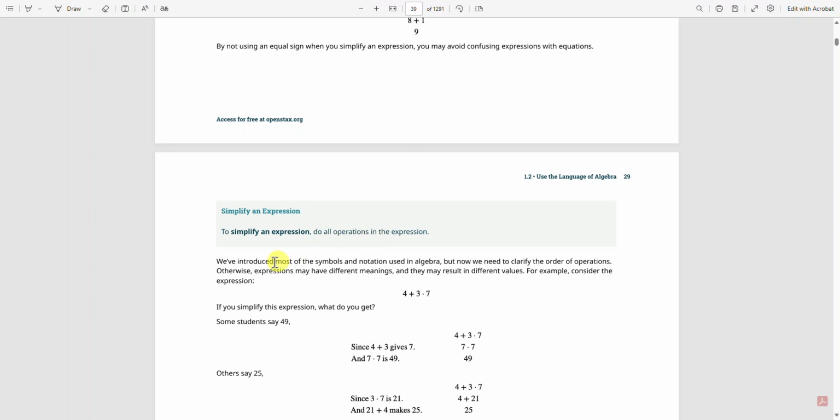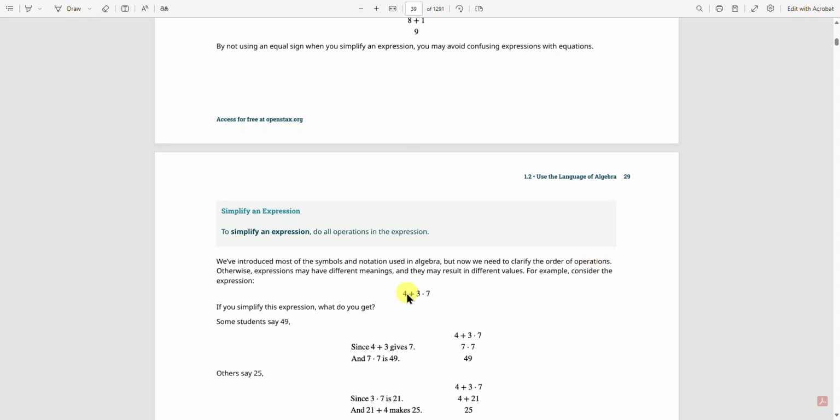Let's keep reading here. We've introduced most of the symbols and notation used in algebra, but now we need to clarify the order of operations. Otherwise, expressions may have different meanings, and they may result in different values. For example, consider the expression here, 4 plus 3 times 7. And notice the question is, where do we begin? Because we're asking about the order of operations.